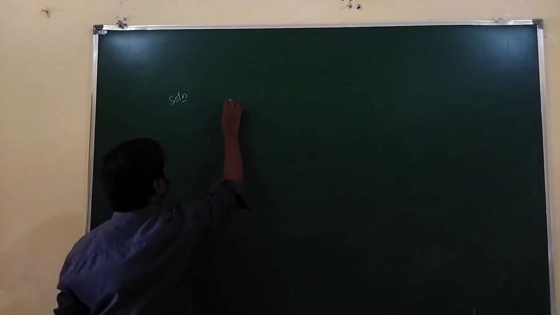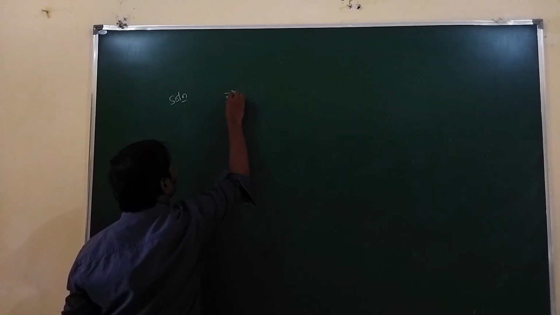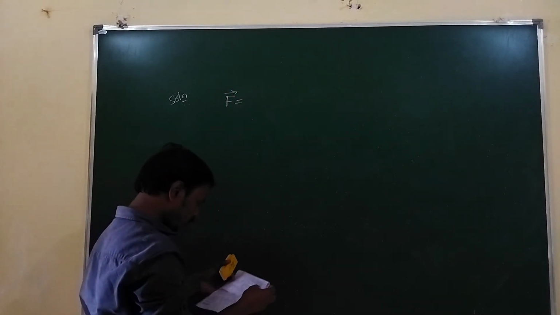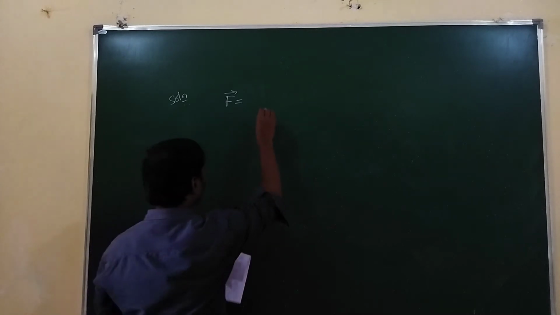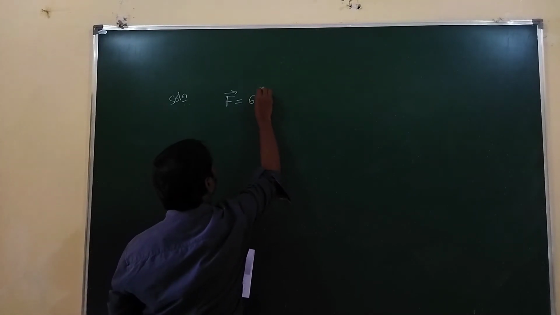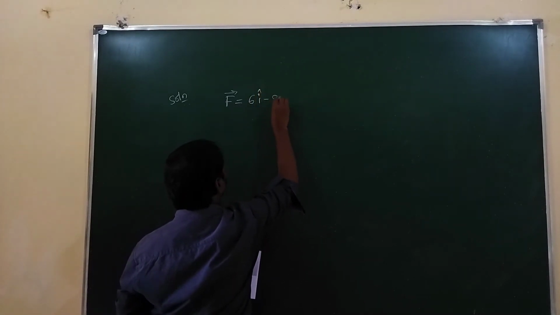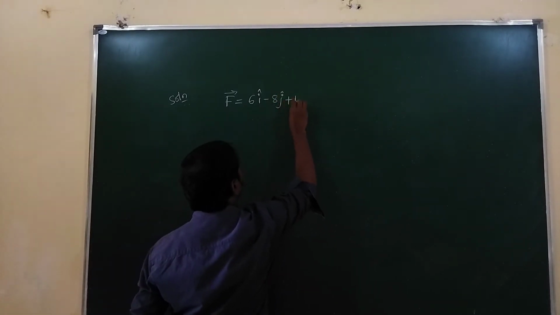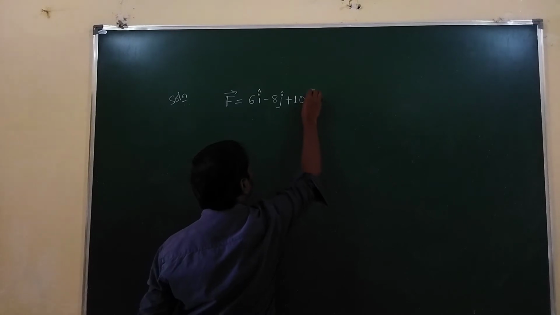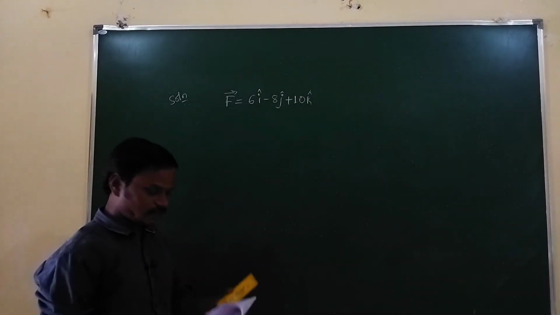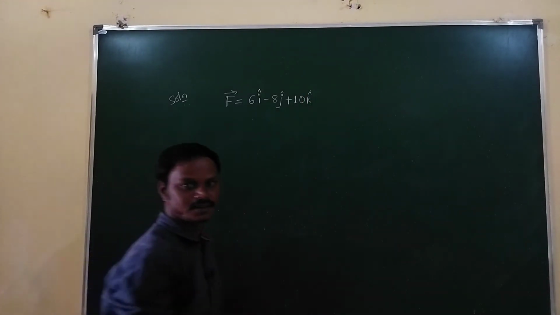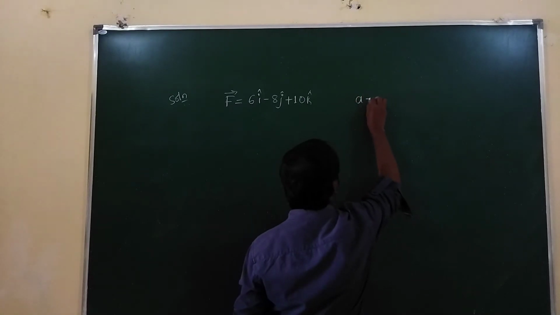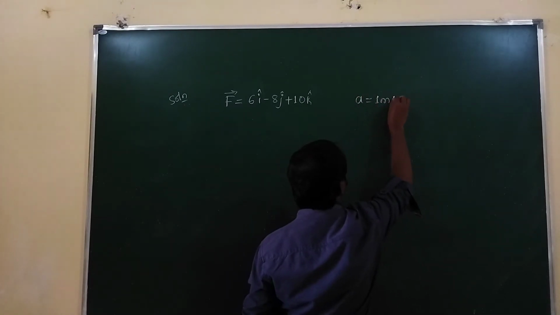Solution for the given question. Force, that is F is equal to 6i minus 8j plus 10k. And acceleration is given. Acceleration, that is 1 meter per second square. A is equal to 1 meter per second square.